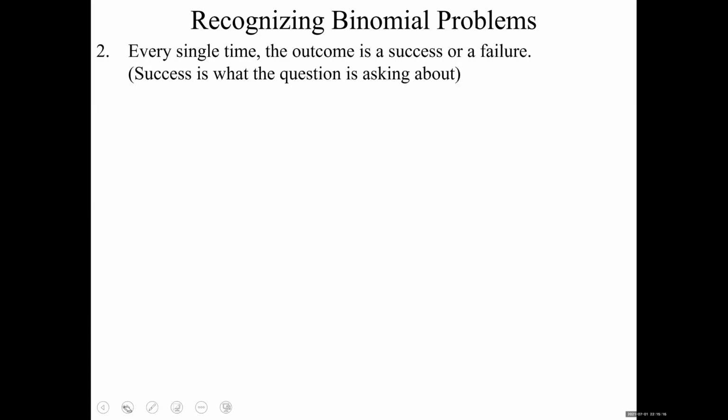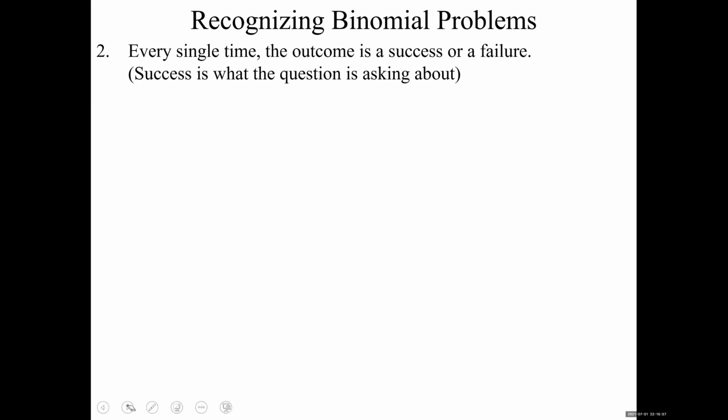Okay, the second thing you look for: even though we're going to do something over and over again, every single time you do it, the result can only belong in one of two categories, and they call those categories success and failure. I don't know why they call it success and failure. They could have called it just category A and category B. Don't think of success as a positive thing and failure as a negative thing. It's not like that. But every single time, again, I know we're not doing something one time. We're going to do something a bunch of times. But every single time you do it, the result is either a success or a failure. What's a success? What the question asks you about. Everything else is a failure.